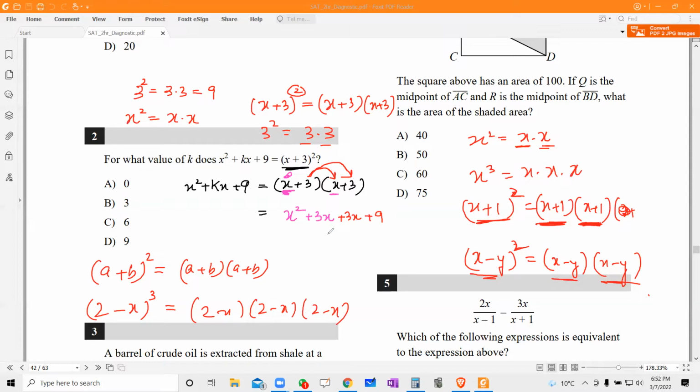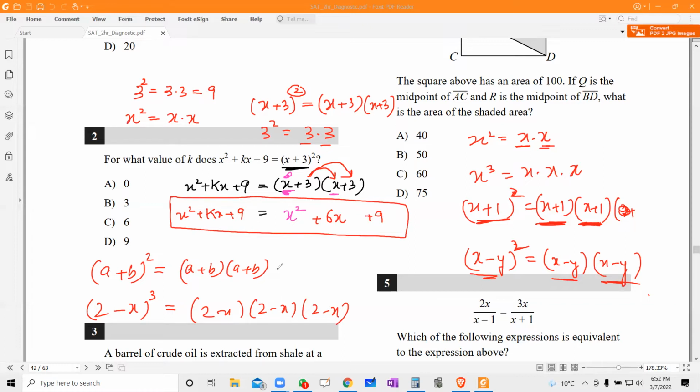Is there any like term which we can combine out of these four? Yeah, the 3x and 3x. How much will that be? 6x, correct. So you can write it 6x here. So you got x squared plus 6x plus 9 on the right side, and you're having x squared plus kx plus 9 on the left side. So can you compare the things now?